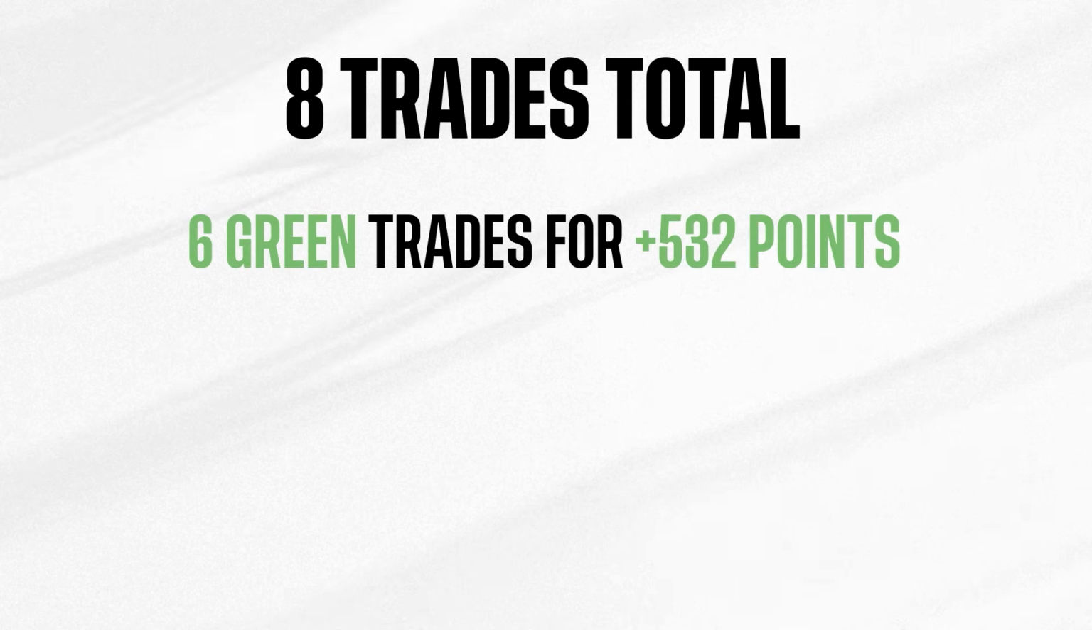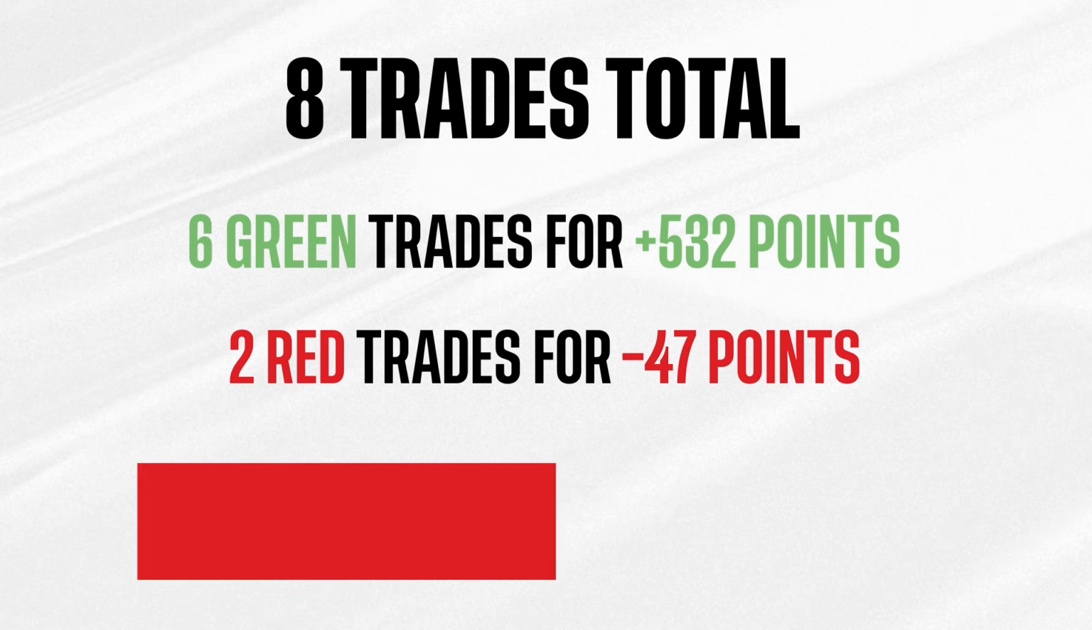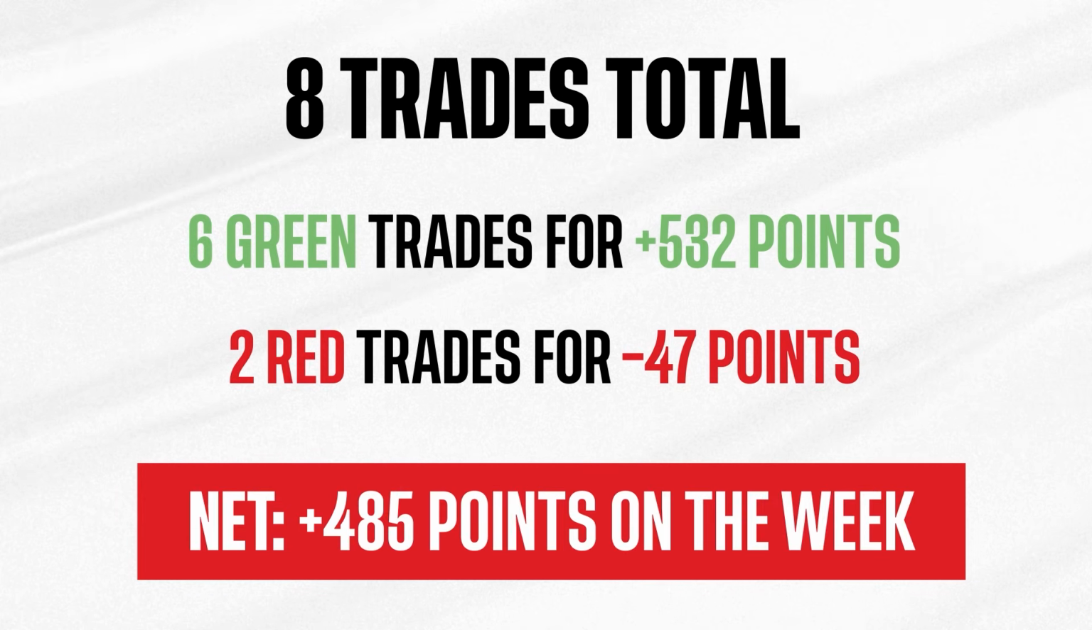So to recap the entire week, we took 8 trades total, 6 green trades for about 532 points, 2 red trades for about 47 points, which net us about 485 points on the week. Now, not every week is going to be this efficient, and we're not going to pretend this is normal, but what is consistent is how trader behavior shifts when volatility increases. And that's why I brought in one of the top reps from the trade desk to talk about what they see from customers every single time the market starts to speed up.